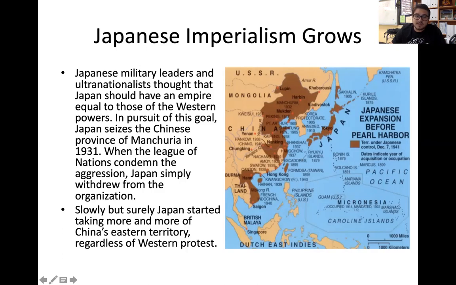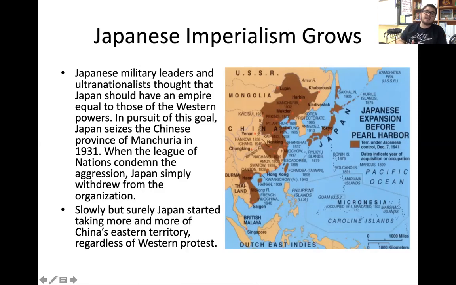What they're going to start doing, class, however, is they're going to slowly and surely start taking a lot of Chinese land. They're going to go up into the Koreas over here and over here, and they're going to start taking Chinese land. Thailand, they start taking some of that. So if you look over here, right here, it says Manchuria. They're going to slowly and surely start chipping away.